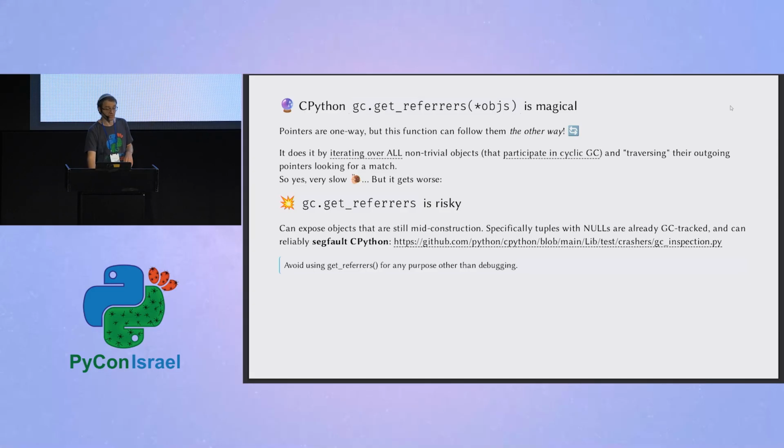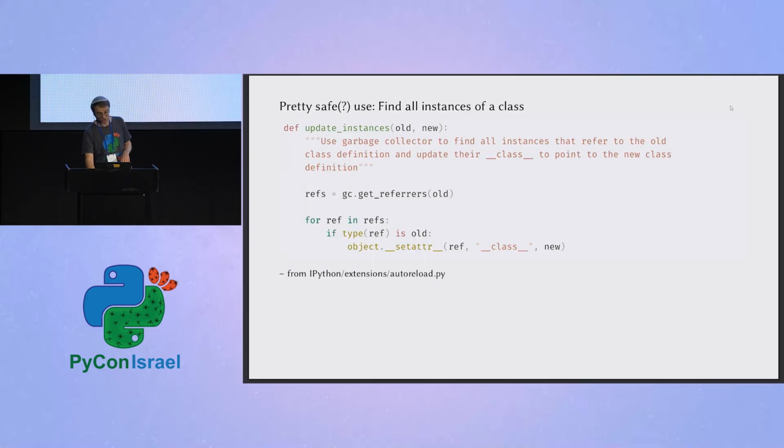Officially, it's just for debugging. Don't use it in production. But many reloading libraries use this. The one quite safe use of it that everybody does is to find all the objects that point to a class, check if that class is their type, and then you can update the class.